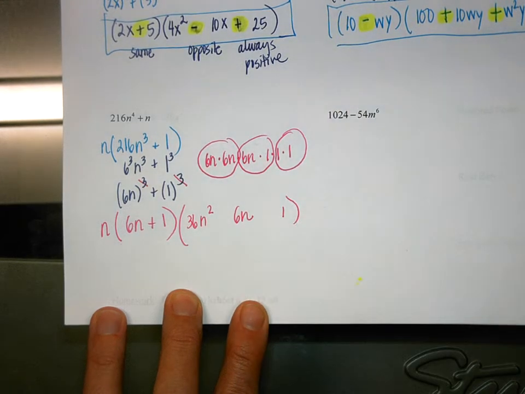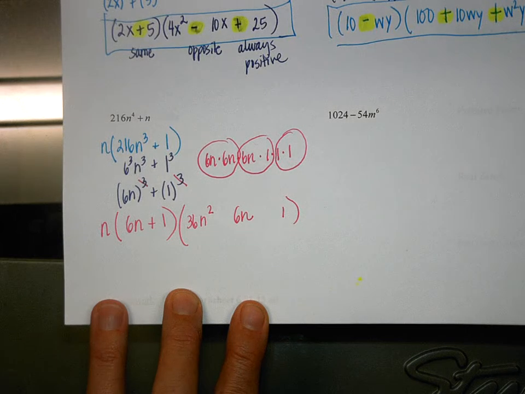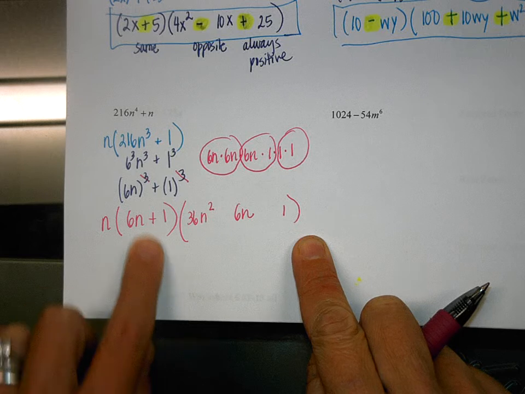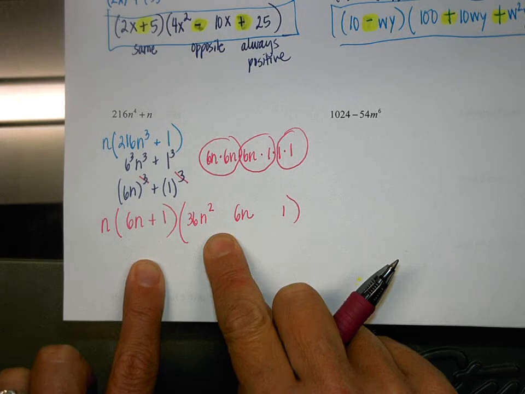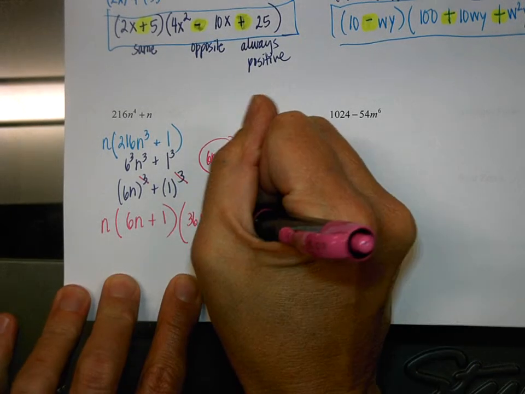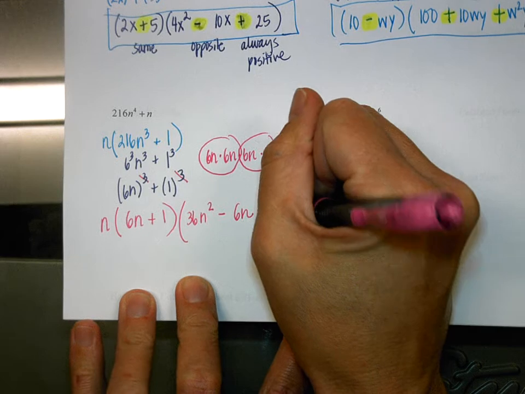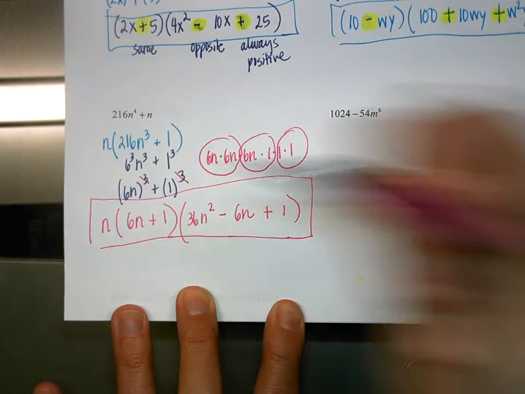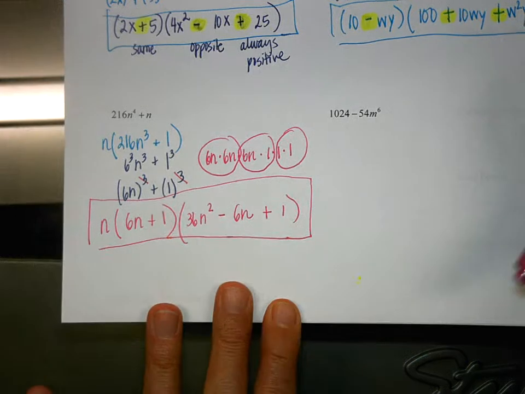Next, we put in our signs. The first sign is always the same as our original. The next sign is always the opposite sign, which is minus, and the last one is always positive. That's my factored answer. Okay, moving on here.